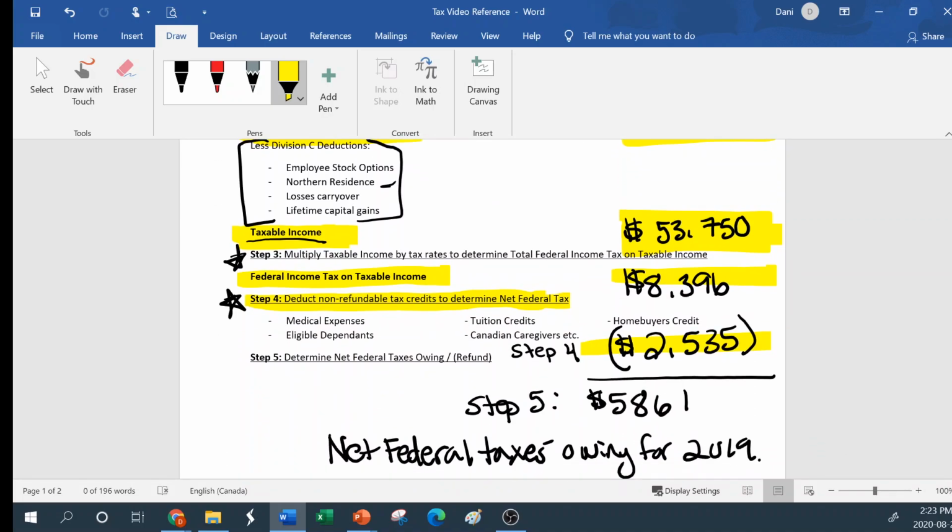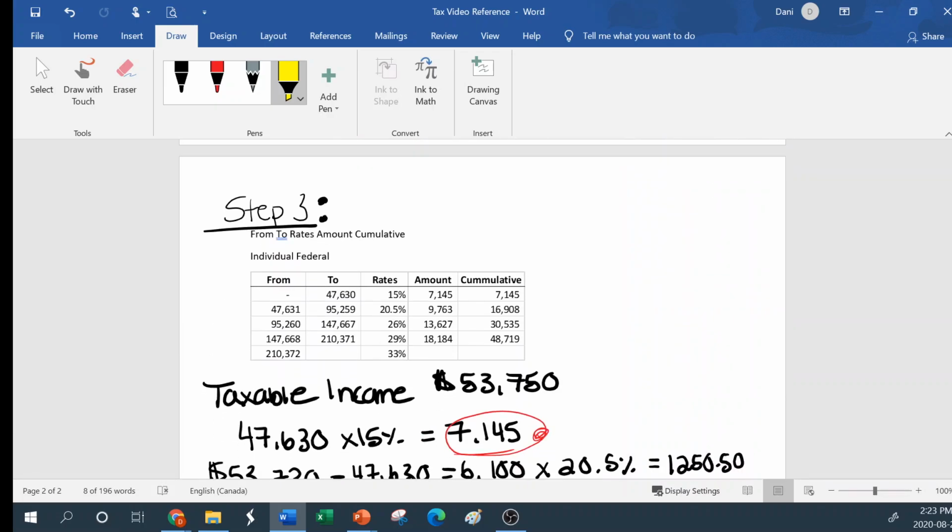Step 3 is where we have to figure out how much money we've made and which tax brackets we fall into. Because tax brackets are progressive, for the first $47,630 that we make, we're going to be paying $7,145. And then for anything above that, the next amount we would have to pay is 20.5%. If we made over $95,259 in the year, we would have to figure out how much more we made than that amount, and we would pay 26% tax on anything further than that. So like I said, the more money you make, the higher taxes that you pay.